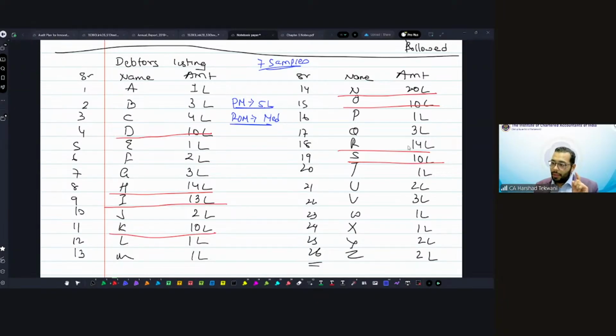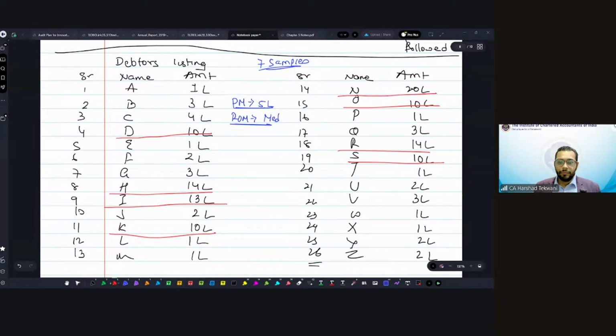Fine. Now I'll tell you a problem in this approach. Here you selected high value items. Remember, our population and the sample: when we do sampling, what you have selected will not be representative of the whole. So we will select some lower end items also.